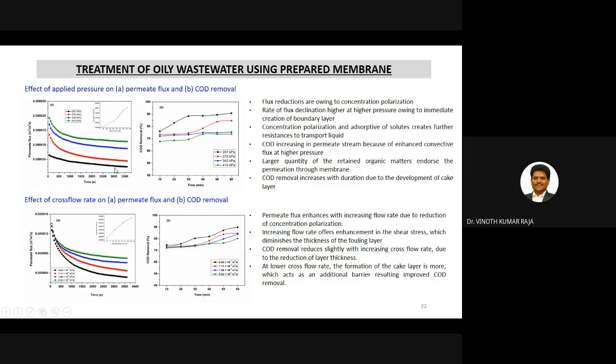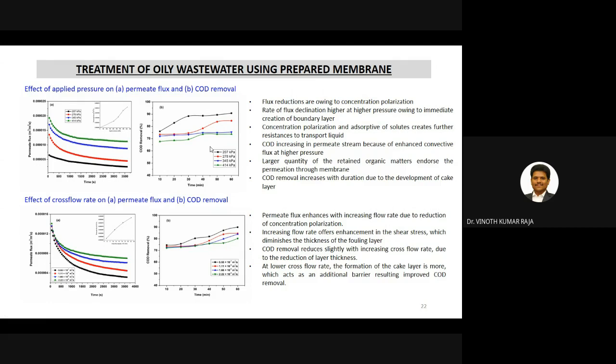Now, the COD removal. On the other hand, if you look at the COD removal, similarly we have shown here COD with time at different applied pressures. The COD removal is reduced with increasing applied pressure. In this case, the influence of applied pressure is significant.